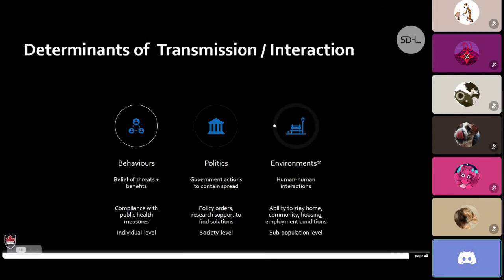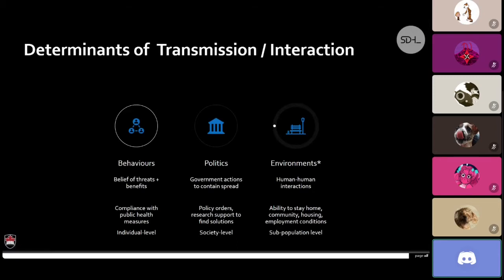And then the last thing to keep in mind is that there are different determinants of transmission and human interaction. The one that I'm focusing on is the role of the built environment in shaping interaction, but it doesn't explain interaction as a whole. There are also substantially the behavioral and political dimensions that determine COVID-19 transmission as well. I'm not going to dwell too much on them, but behaviors are usually more at an individual level.